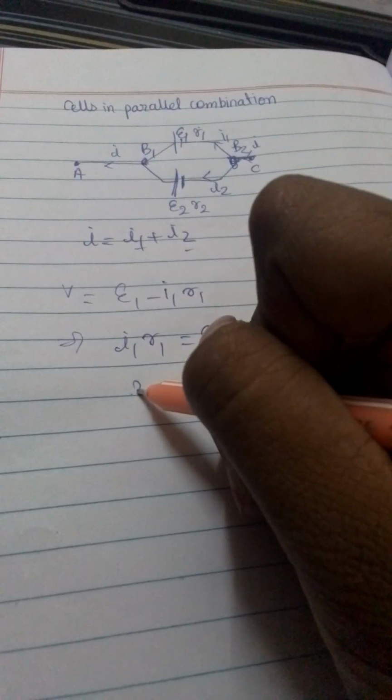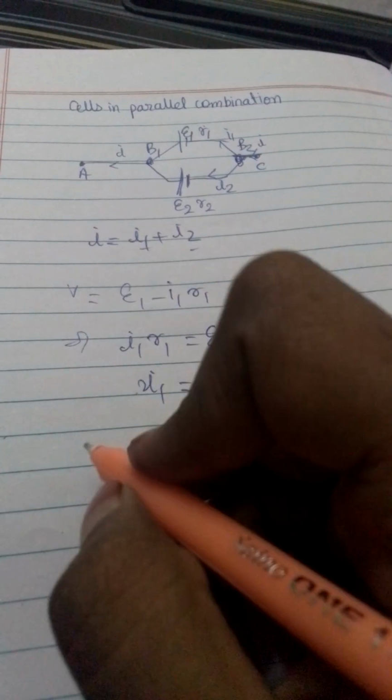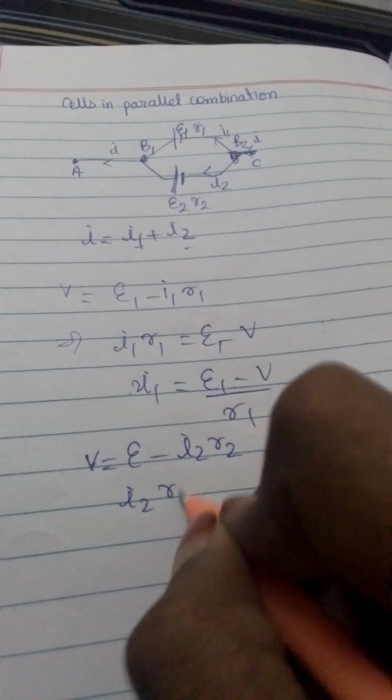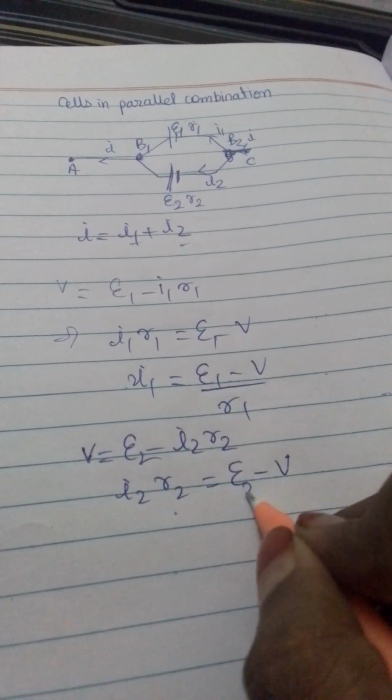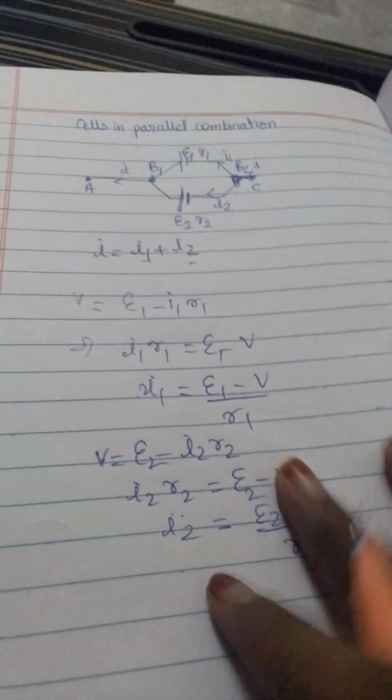From here I have I is equal to I1 plus I2. Now I have to get the values of I1 and I2. So V is equal to E1 minus I1 R1. From here I1 R1 is equal to E1 minus V, so I1 will be equal to E1 minus V by R1. Similarly, V is equal to E2 minus I2 R2. So I2 R2 is equal to E2 minus V, so I2 is equal to E2 minus V by R2.